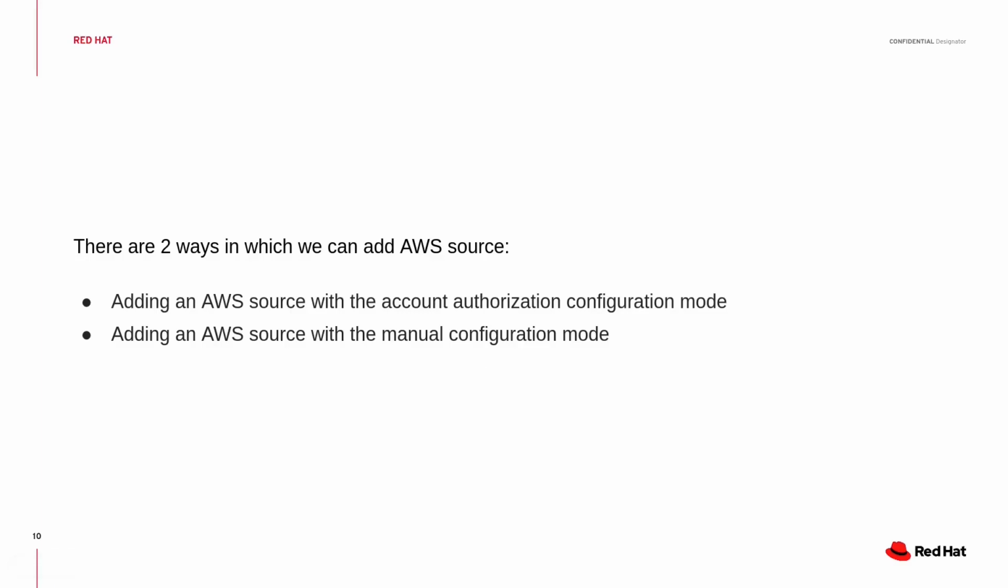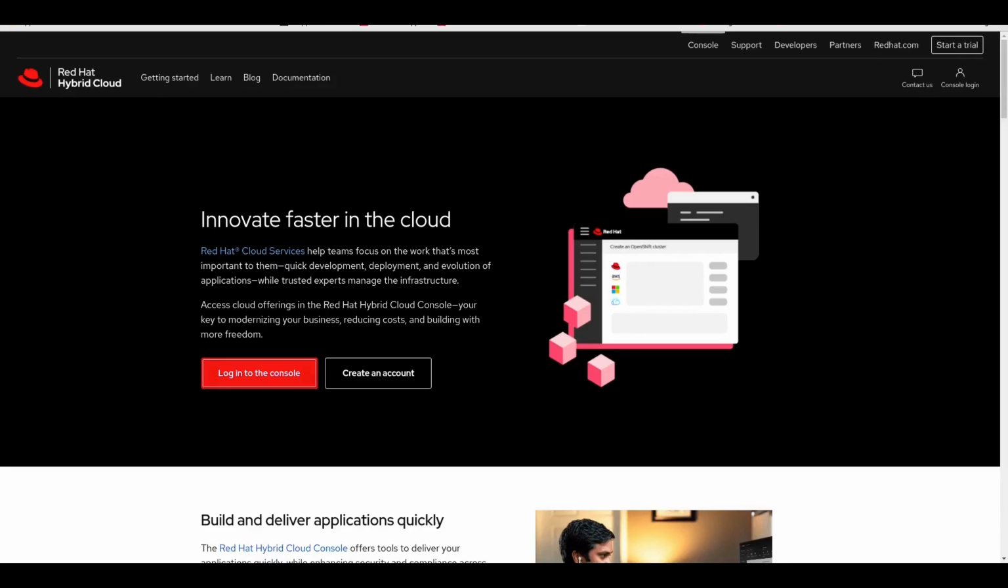First, we will add an AWS source with the account authorization configuration mode. It is an automated mode for creating sources. When this mode is selected, AWS account root user credentials in the form of access key ID and secret access key are provided. These credentials are used briefly to complete the automated steps and are then discarded. Now, let's have a look at the process.